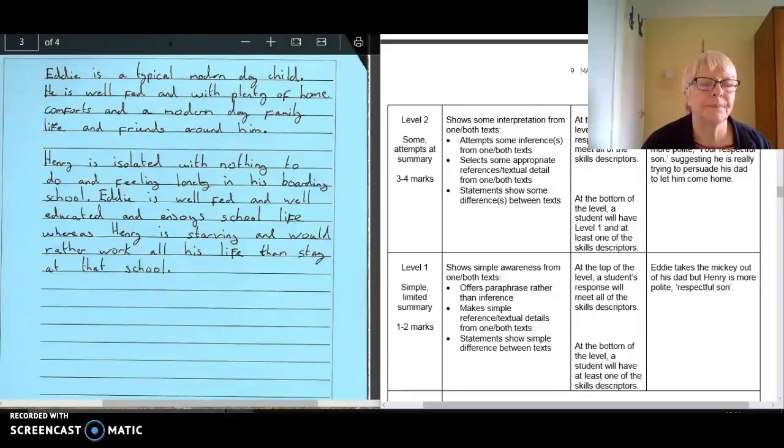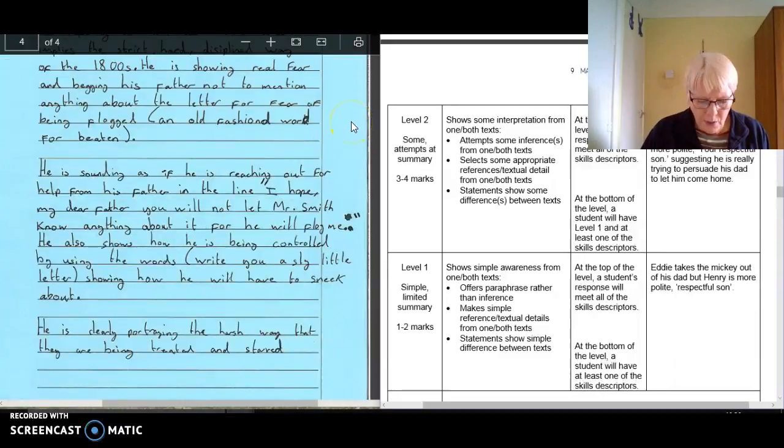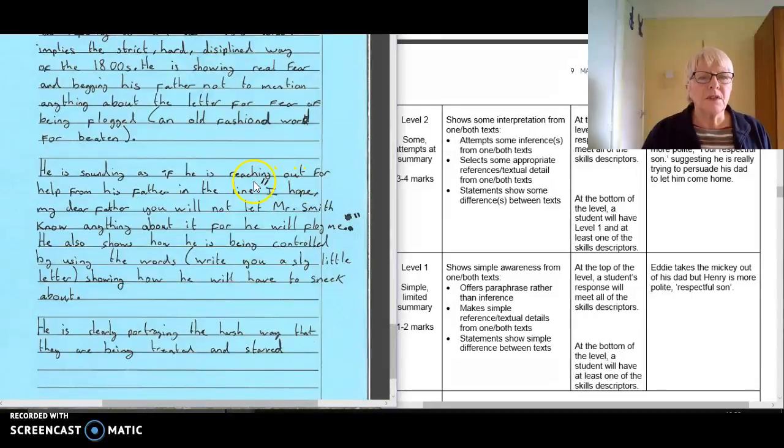So well done. Moving on to question 3, where you're asked, how does Henry use language to try to influence his father? I think you seem to have missed out on the main point of the fact that he's trying to persuade him to let him come home using emotive language. You've said here that he sounds as if he's reaching out for help from his father, which is a good point. However, you need to say the fact that he's using emotive language or direct address to appeal directly to his father.